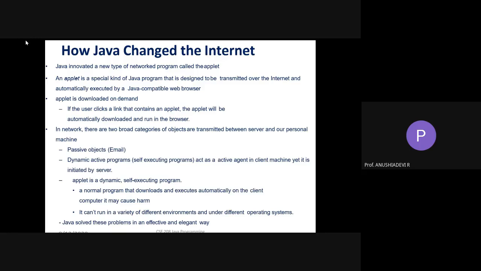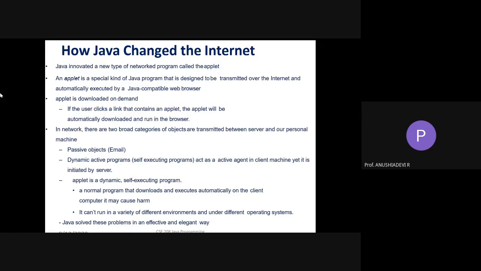Active objects run on the client machine, so they will make some changes on the client machine. For example, dynamic active programs. What are dynamic active programs? Self-executing programs that act as an active agent on the client machine and are initiated by the server. So here the applet is a dynamic self-executing program.